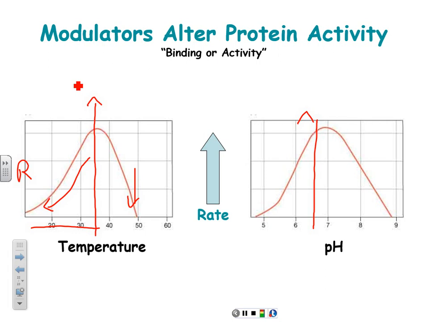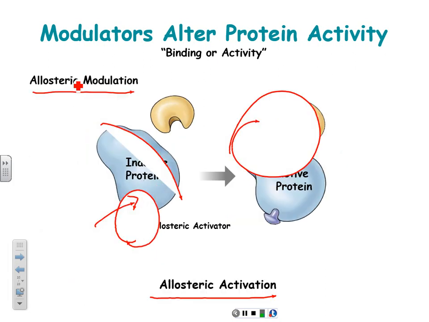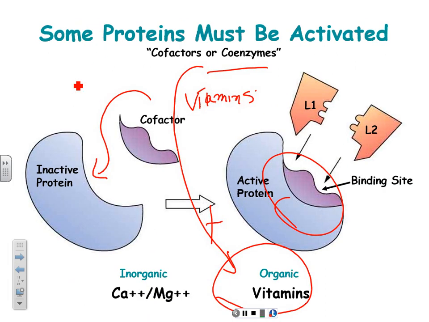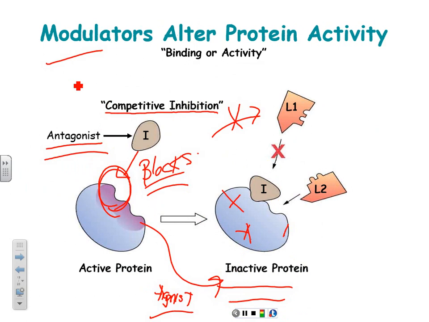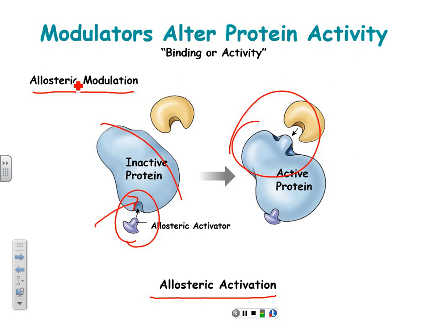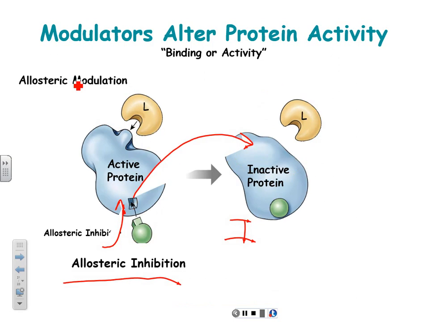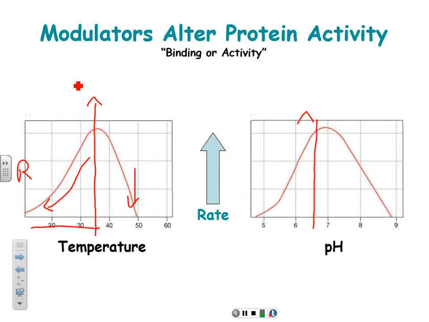So, modulators of protein activity. One is competitive inhibition with an antagonist, binding and blocking the active site. We can also activate a protein away from its active site, and that is called allosteric activation. And we can deactivate a protein by allosteric inhibition. We can also control protein activity by varying temperature or by varying pH.